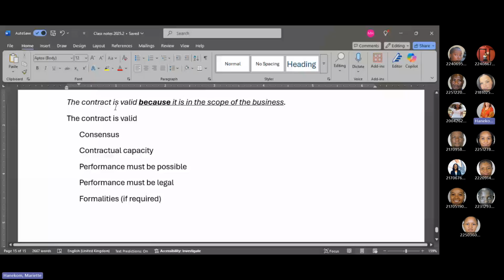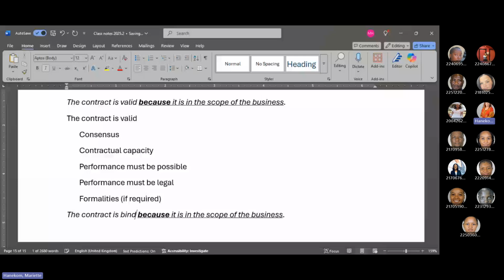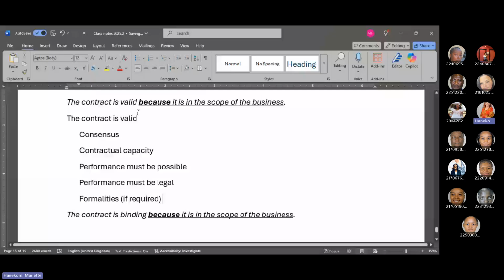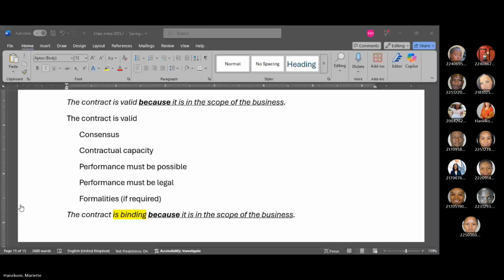The contract is binding because it is in the scope of the business. Do you see the difference? Contract is valid, contract is binding. Those 2 concepts do not mean the same. Am I just making a lot of noise, saying a lot of words? Have I now completely confused you? Or do you understand what I mean? This is going to make the difference between passing and failing.